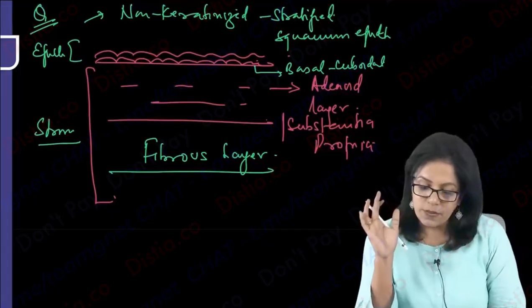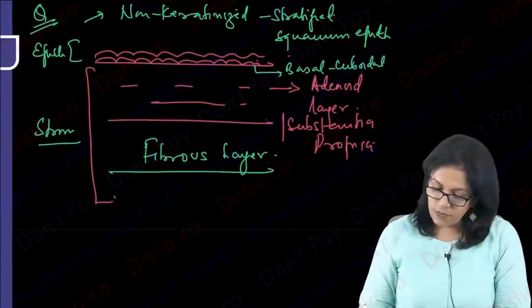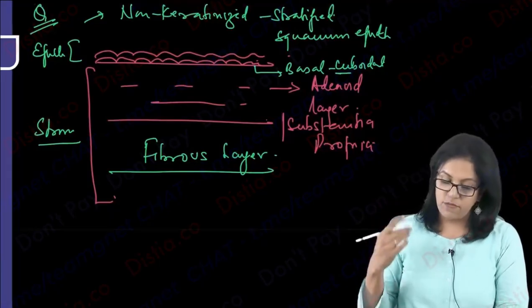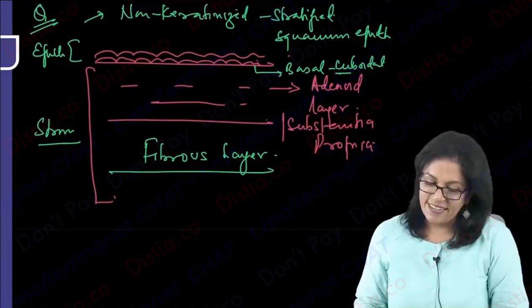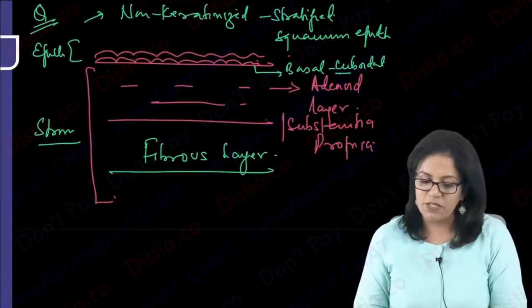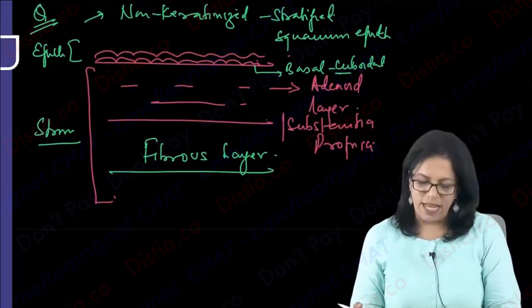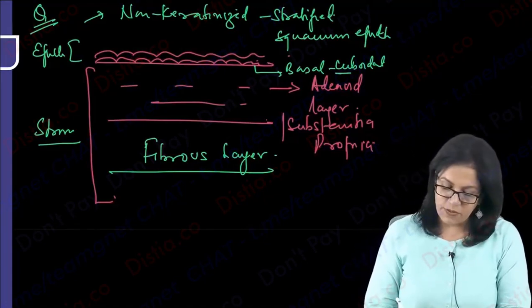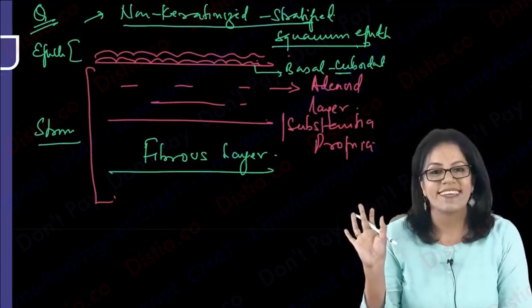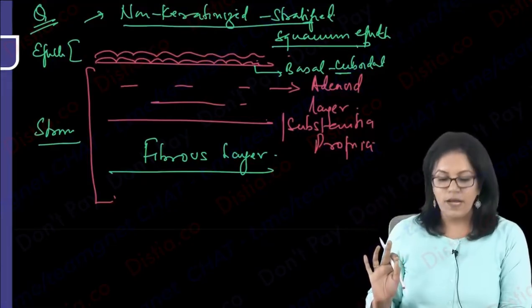Okay. So basals are of course cuboidal, and what about the rest of these 5 layers that I'm talking about? I didn't mention the shape. The shape will be generally polyhedral. I don't think they will ask you this. What will they ask you? Non-keratinized, stratified squamous. Let's remember this much. Then, of course, the stroma.